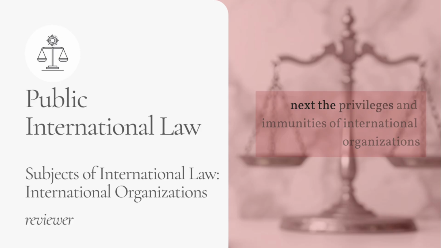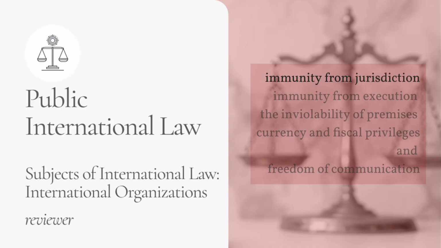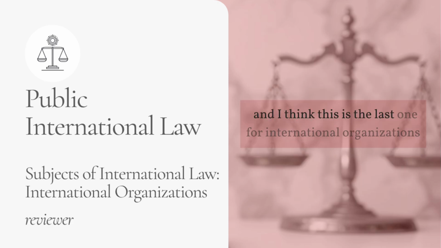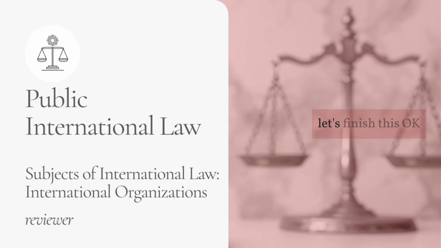Next, the privileges and immunities of international organizations. So we're going to talk about immunity from jurisdiction, immunity from execution, the inviolability of premises, currency and fiscal privileges, and freedom of communication. And I think this is the last one for international organizations before we go on to individuals as subjects of international law, which will then lead into diplomatic immunities and stuff. Okay, whatever. Let's finish this.